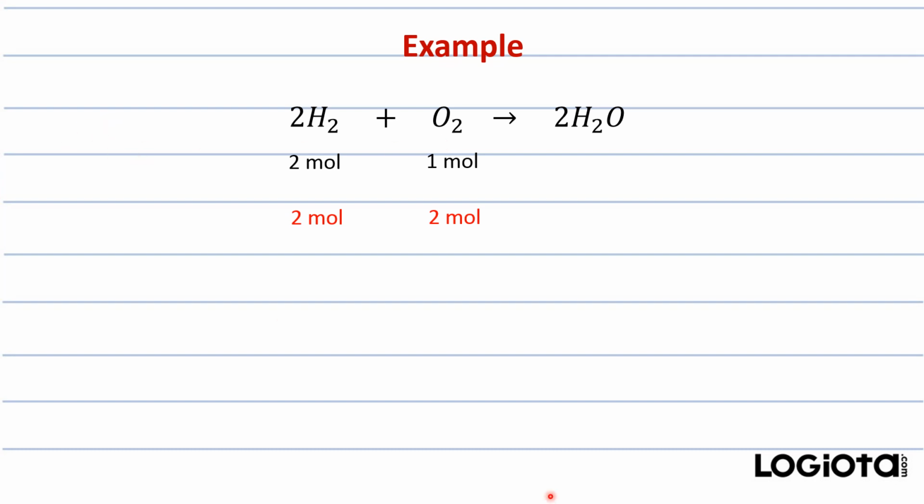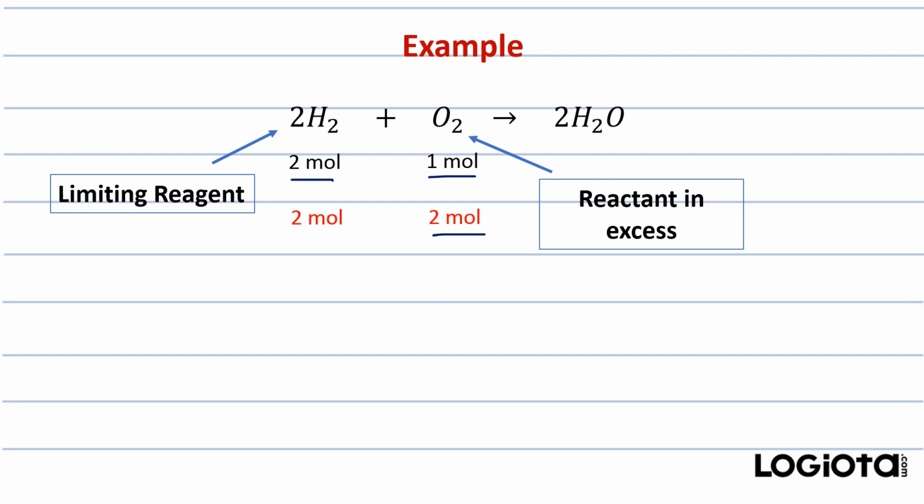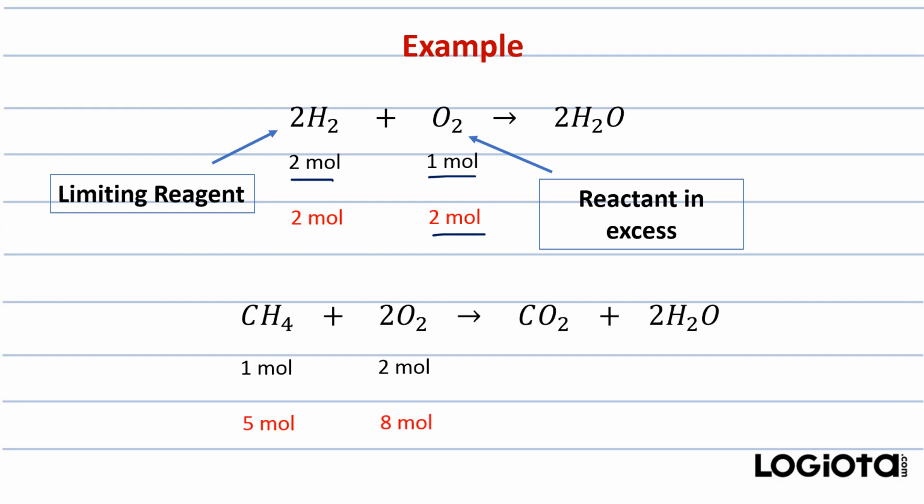Now you can see here that 2 moles of hydrogen needs 1 mole of oxygen, right? But here in the question it's given that oxygen is 2 moles. So you can clearly say that the hydrogen is the limiting reagent and the oxygen is the reagent in excess, right? Now let's see another example.